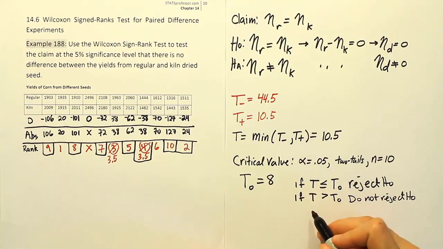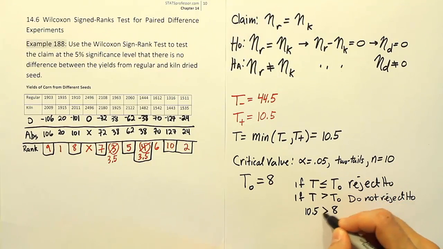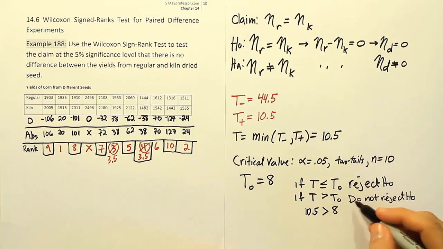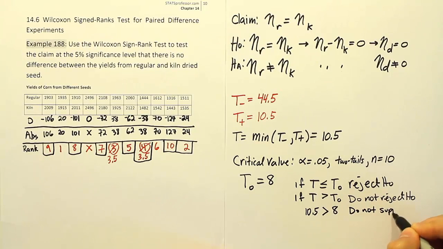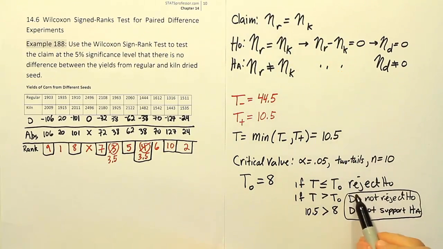So what's our scenario here? Well, our T is 10.5. Our T0 is 8, so we have a greater than symbol between these. So we're going to say do not reject H0 and do not support HA, right? That becomes our pair of conclusions. Since our claim is H0, we will actually say that we cannot reject the claim. So the sample data does not allow us to reject the claim.